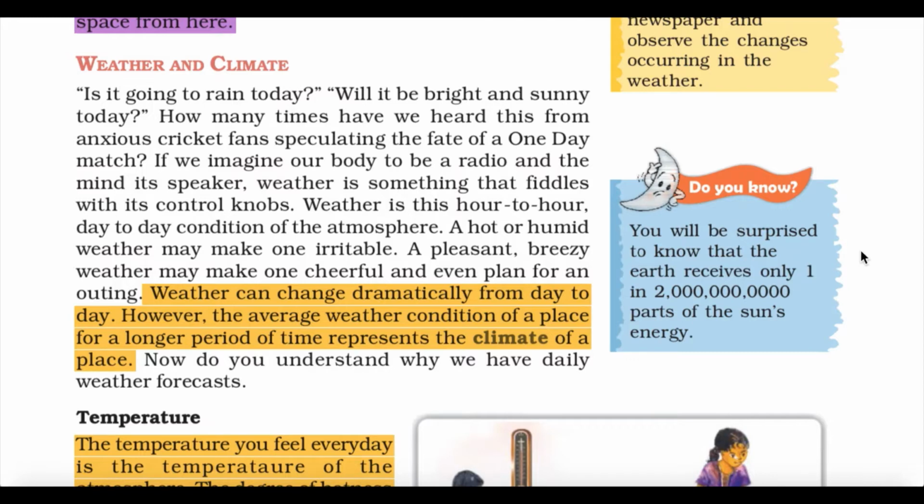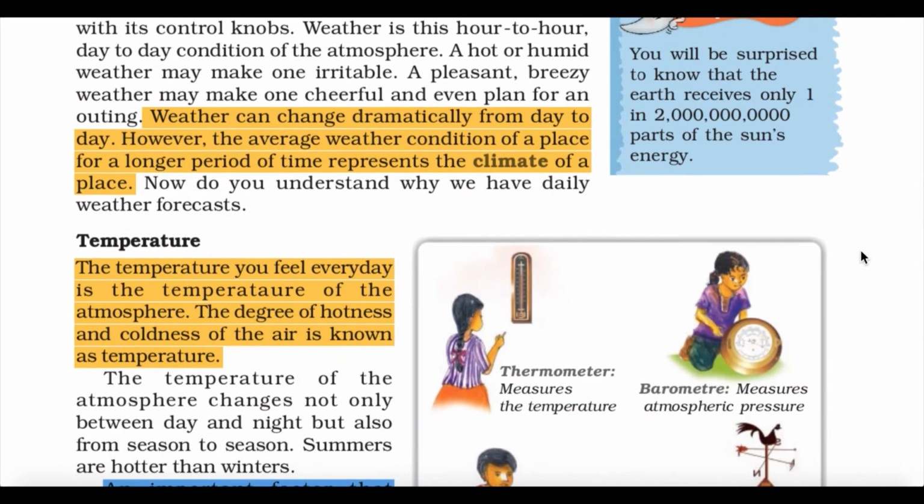A hot or humid weather may make one irritable. A pleasant, breezy weather may make one cheerful and even plan for an outing. Weather can change dramatically from day to day. However, the average weather condition of a place for a longer period of time represents the climate of a place. Now, do you understand why we have daily weather forecasts?